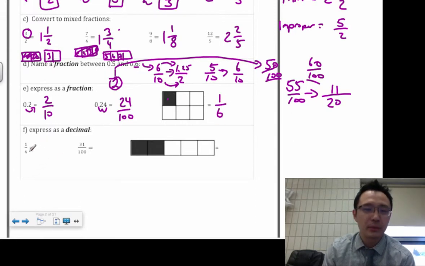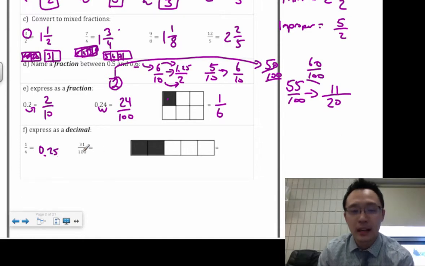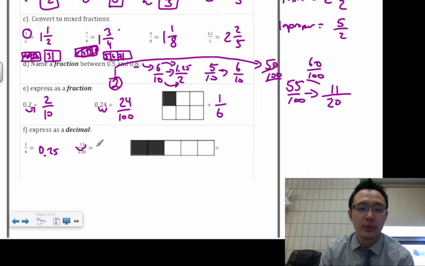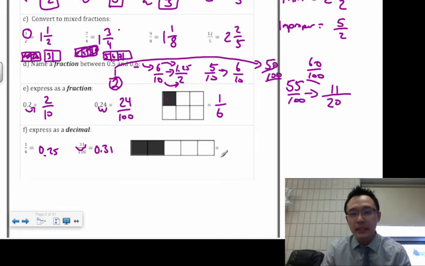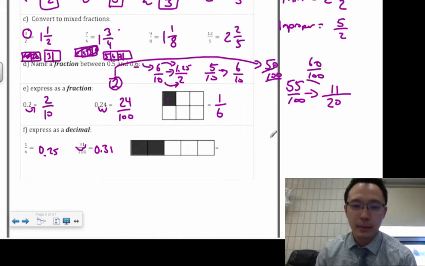Express this in decimal. Just do this in a calculator if you can. Or, I mean, if you can do it without it, this 1 over 4 is 1/4, so that's 0.25. 31 out of 100, you're moving the decimal place left 2 times, so it would be 0.31. I know I'm going kind of quickly here because it is a pretty long video. I don't want to take too much time on each of these.